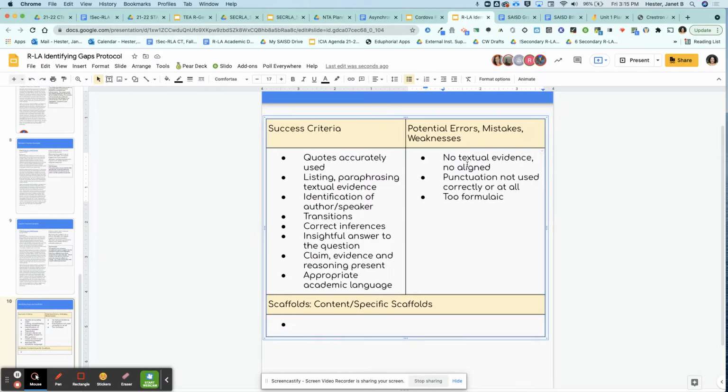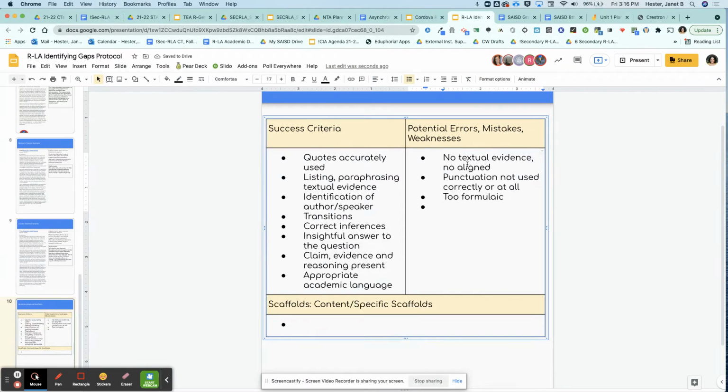Even though we give them that CER frame, when do we take it away, or when do we challenge them to pull it away? Yes, because that's where the insight comes, I think, is how you can answer that question without the frame.